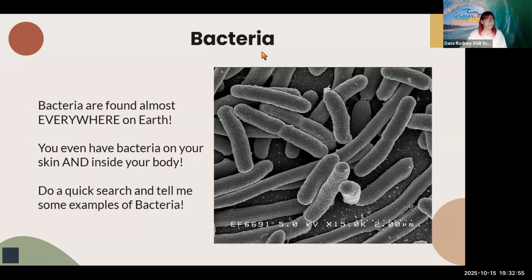And then we have our bacteria, which is our eubacteria. These are found almost everywhere on Earth. So eubacteria is even found on your skin and inside your body. In fact, there is good bacteria inside your body that you don't want to get rid of. So I want you guys to do a quick search before you come to class and give me some examples of regular bacteria, not archaeobacteria, but eubacteria.